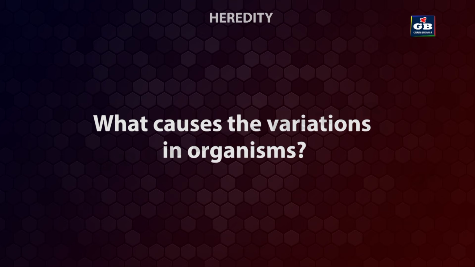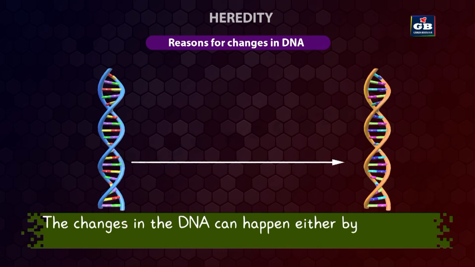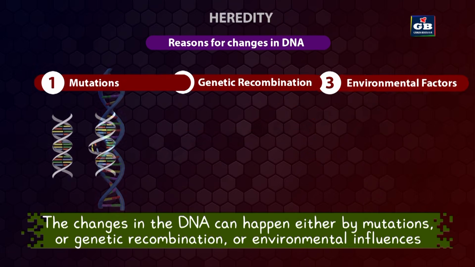What causes the variations in organisms? If any changes happen to the DNA, it leads to variations. The changes in the DNA can happen either by mutations or genetic recombination or by environmental influences.